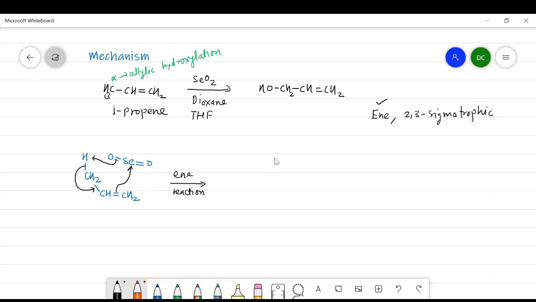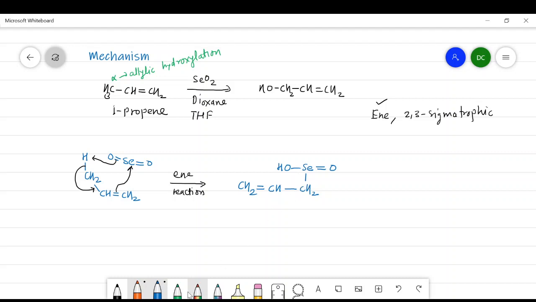In this ene reaction there is electron redistribution and the formation of new bonds and breaking of a sigma bond between carbon and hydrogen, so that we get a compound having the structure carbon double bond carbon, then CH, then here a CH2 which is attached to selenium. Here a double bond oxygen and here a single bond OH.